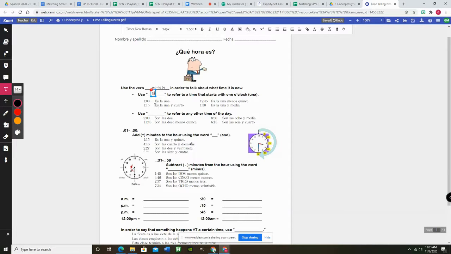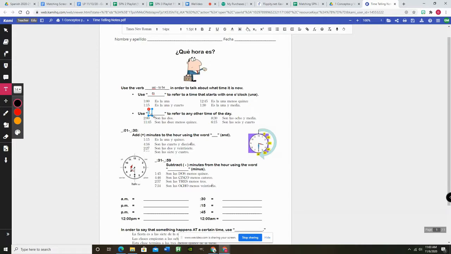It is 1:15, es la 1:15. Or you could say es la 1:15. If you want to say it's 12:45, we say it is 1 minus 15. So that is something I'm going to be reviewing at the bottom here. So that would be es la una menos 15. And if you want to say it's 1:30, es la 1:30.